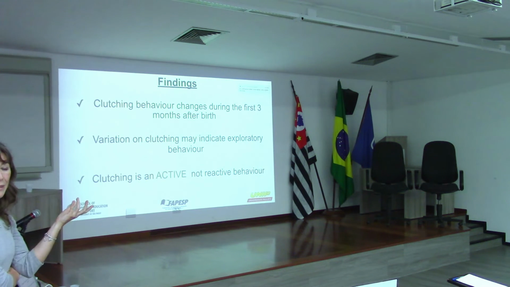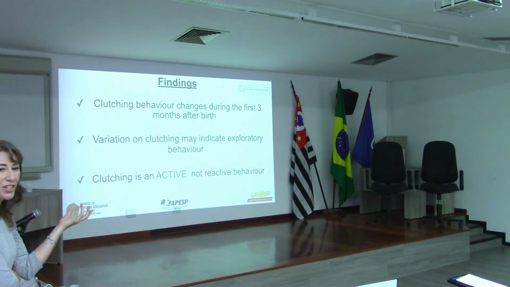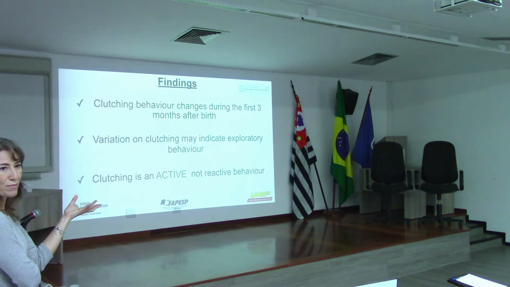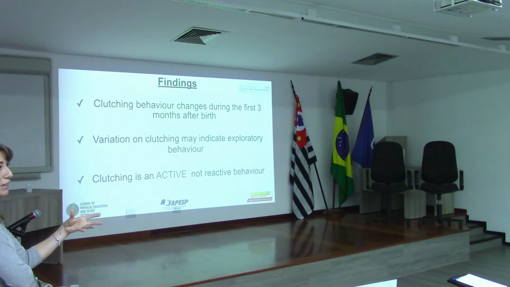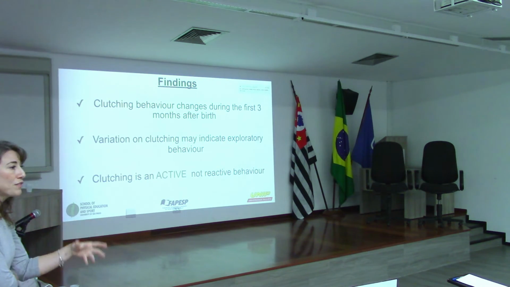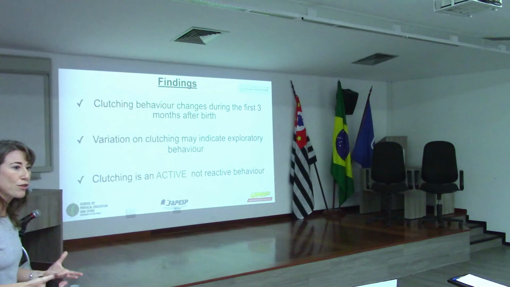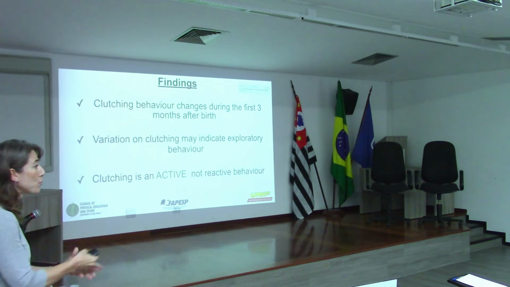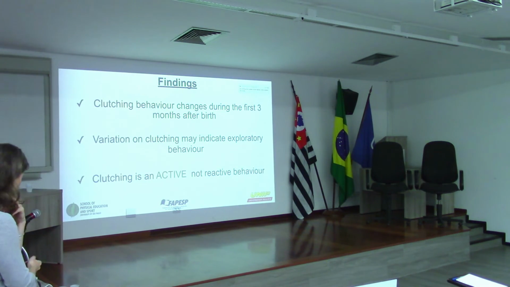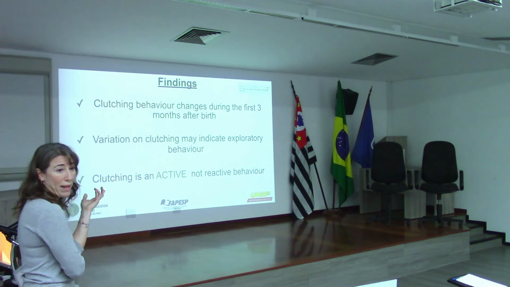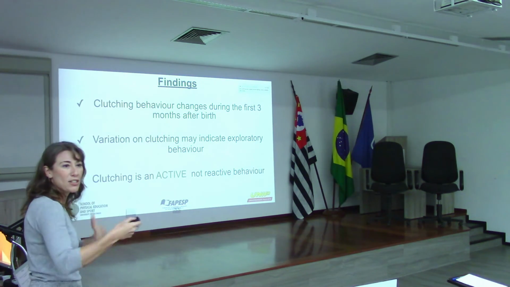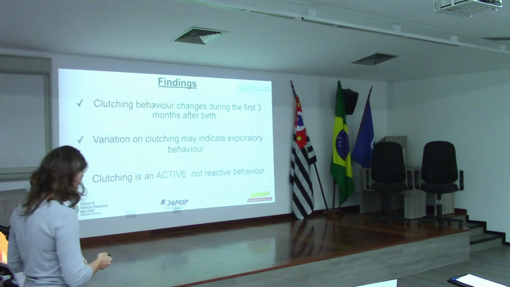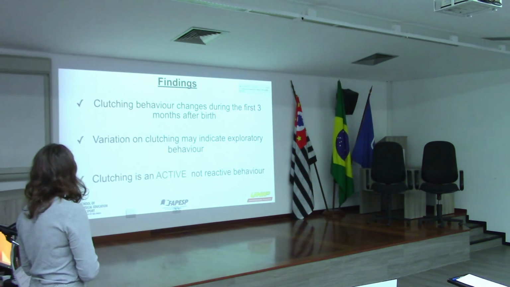But we see that clutching is an active behavior. So they are in control of their hands. Maybe not of their full hands behavior, but in some elements they are able to interfere. And this is not an automatic response. This is because of the environmental thing that's going on.